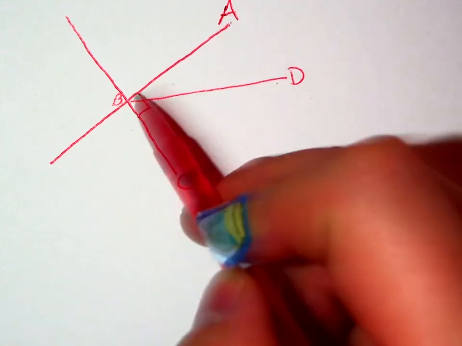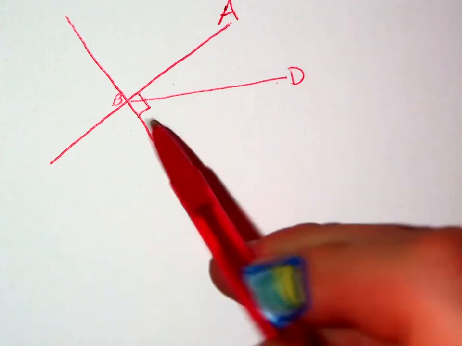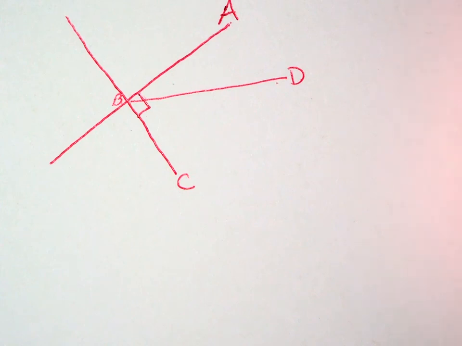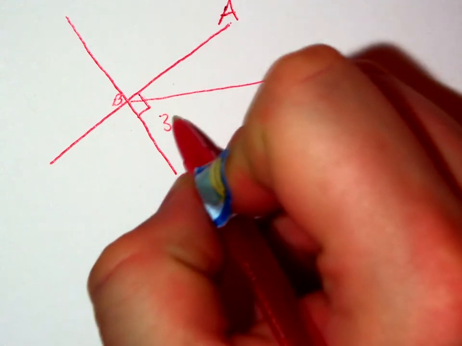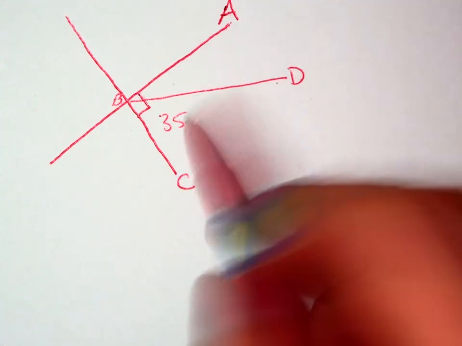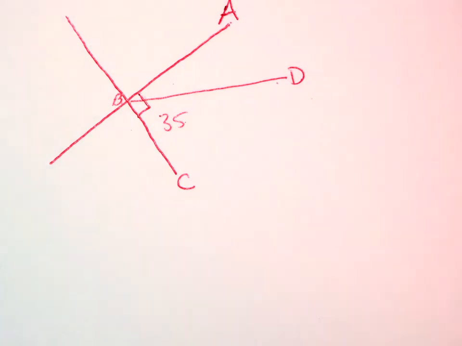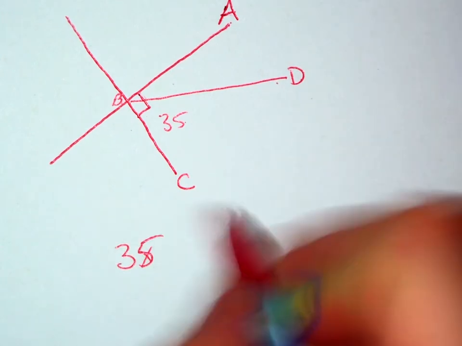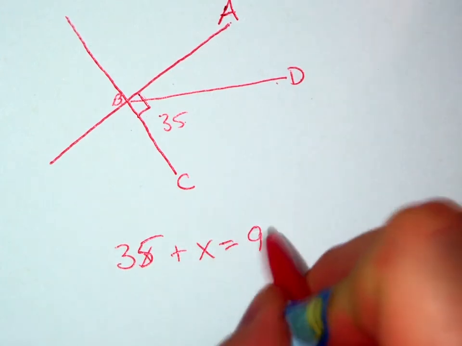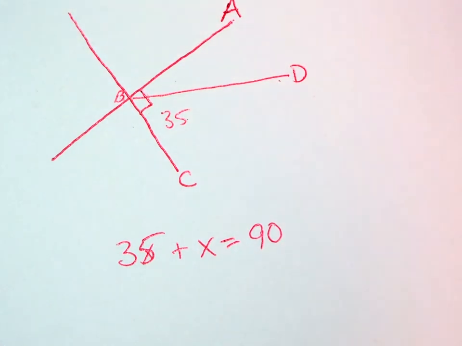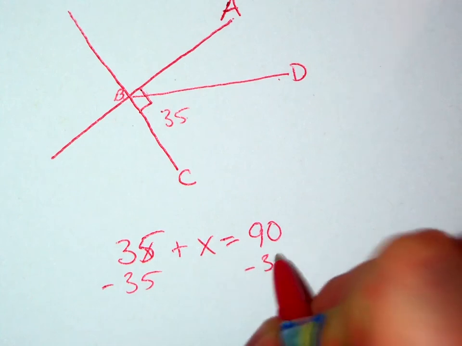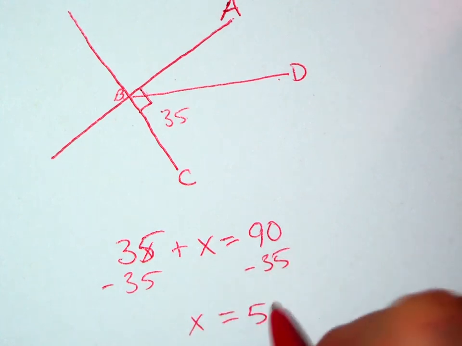A, B, D and D, B, C are complementary angles because whatever the individual totals of each of the angles would be, they would add up to 90 degrees. So if we determined that this was 35 degrees, I could find the total of my other angle by setting up an expression in which 35 plus x is equal to 90 degrees. And then we simply solve for x. So we subtract 35 from both sides of the equal sign, and x equals 55 degrees.